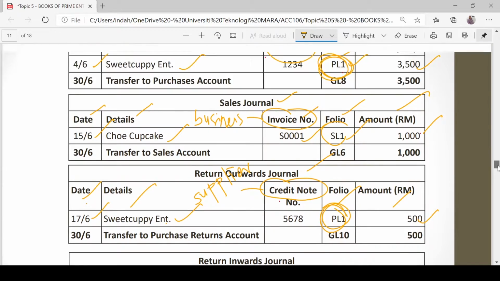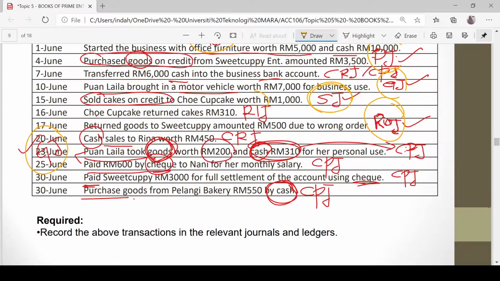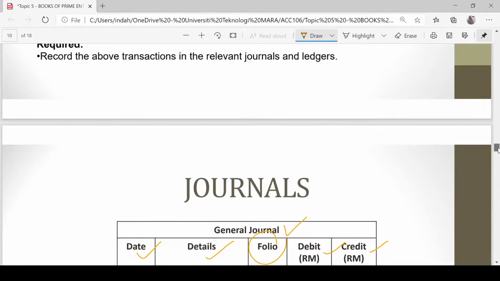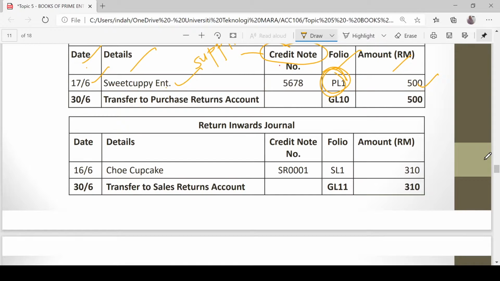Next we're going to look for any return inwards. We have one here, return inwards on 16th of June, when Koi Cupcake returned the goods. The format is similar to return outward: date, details, credit note, folio, amount. However, this credit note is the one that we issue to our customer, so this is from the business to the customer.